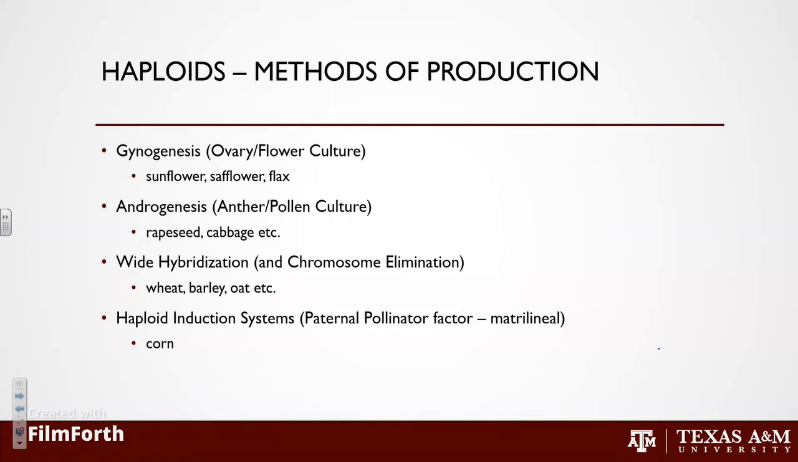These are basically taking the ovary or the flower in the case of gynogenesis and extracting out the haploid gametophytes, the ovules, the cells within the ovule that are haploid, and regenerating plants from those particular floral structures. It's from the female side. And there are examples in the literature from sunflower, safflower, flax, and several other crops that have done this.